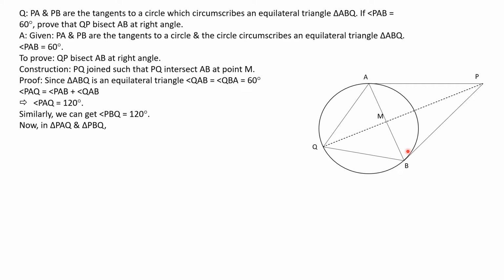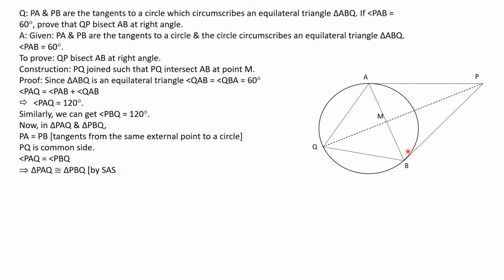Now, in triangle PAQ and triangle PBQ, we have PA equals PB because they are tangents from an external point to the circle. PQ is a common side, and angle PAQ equals angle PBQ. So we can say triangle PAQ is congruent to triangle PBQ by SAS congruency, or angle APQ equals angle BPQ.